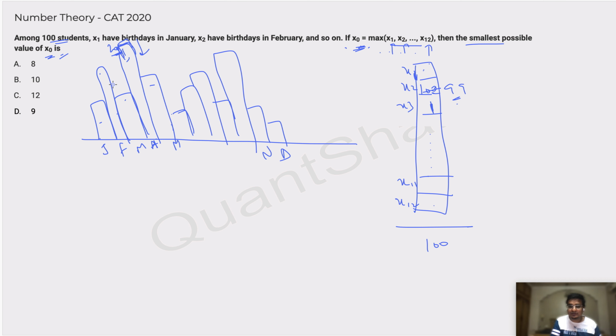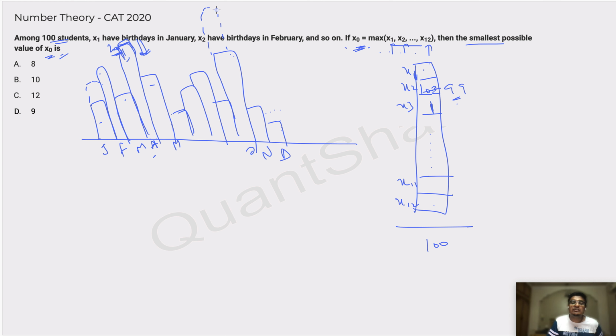They will have their birthdays in some month. So if 20 students don't have their birthday in April, then some of them will have it in December. So December will go till here. Some of them will have it in November, so November might go till here. Some of them will have it in January, so January will go till here. So in an attempt to bring down April, we increased this October a lot.